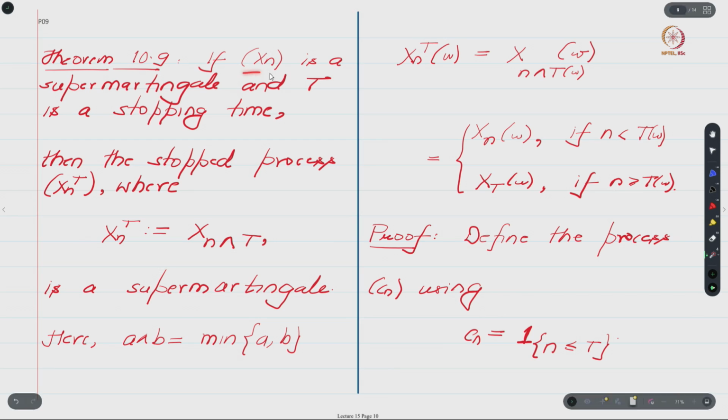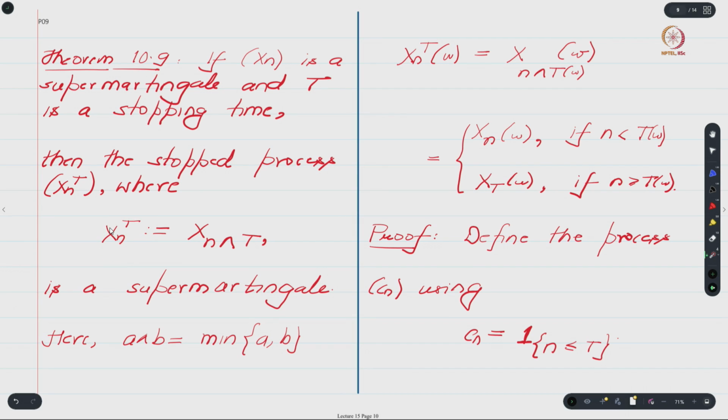It says that suppose Xn is a supermartingale and T is some stopping time. Then the process X_{n∧T}, which is referred to as the stopped process, is also a supermartingale. So the result says that if you start with a supermartingale, then the stopped process is also a supermartingale. So what do we mean by stopped process? I will now try to explain.